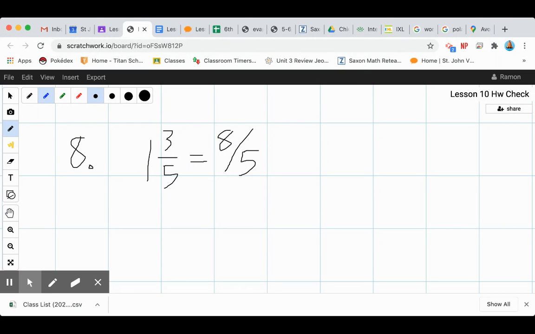For number 8, we're being asked to draw circles to represent that 1 3/5 is equivalent to 8/5.